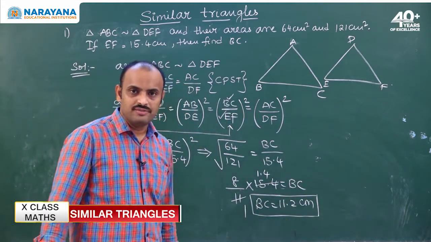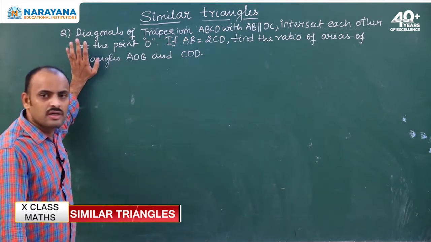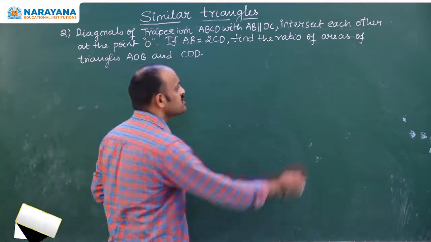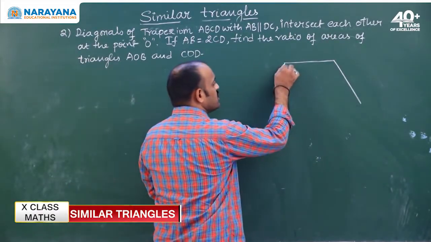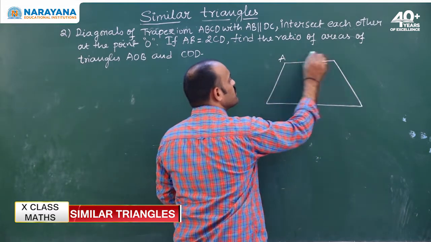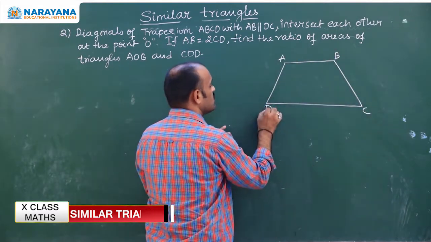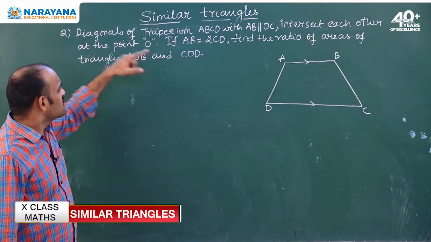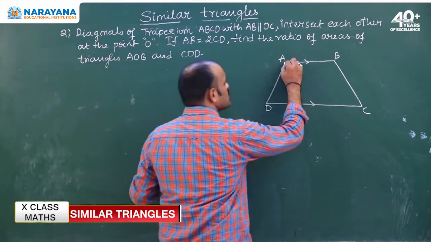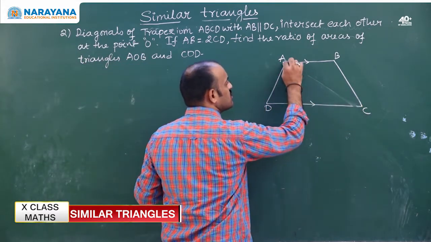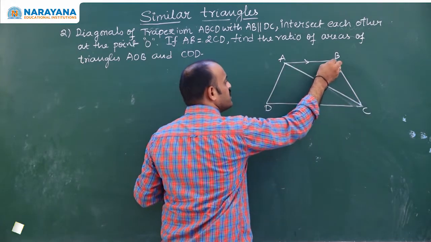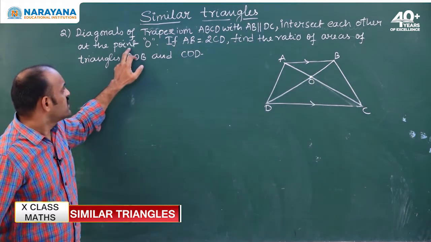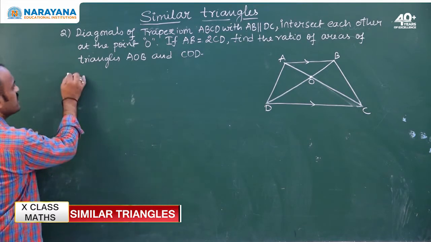Let us see one more example. See the second question. Diagonals of trapezium ABCD with AB parallel to DC. So, in the trapezium ABCD, AB is parallel to DC. The diagonals intersect each other at the point O. So, AC is one diagonal, BD is another diagonal, both intersect at O. He has given that AB is equal to 2CD.